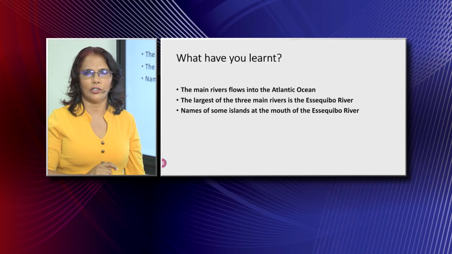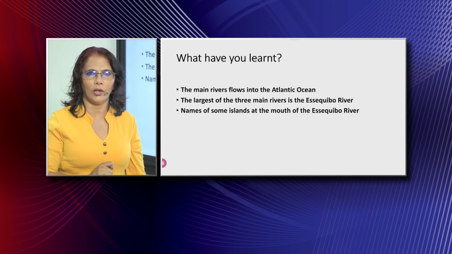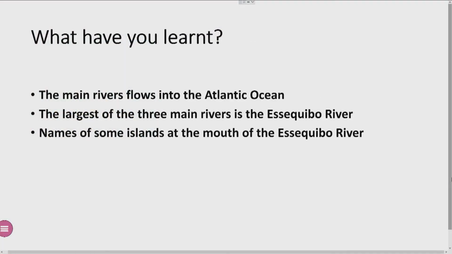What have you learned? We are continuing with what we have learned. The main rivers flow into the Atlantic Ocean. The largest of the three main rivers is the Essequibo River. Names of some islands at the mouth of the Essequibo River.